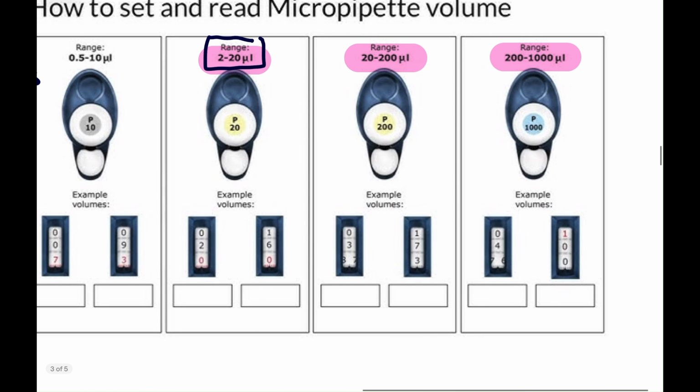And each of these models is going to have a display that will show the set volume. And the display is going to read differently depending on which pipette you're using. And this is really where students make common errors. So I'll give you a second to look at this image on the screen, and then we'll focus in on this P20 over here.